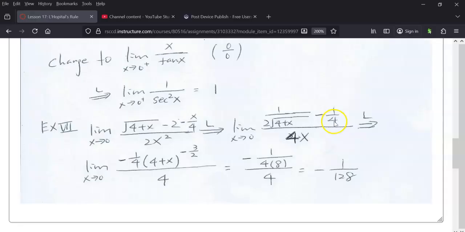You can apply L'Hopital as many times as you want, as long as your resulting expression is 0 over 0 or infinity over infinity. So we're going to apply L'Hopital one more time, taking the derivative of the top and bottom separately again. You get this new function here. But this time when you plug in 0, you'll be okay. You're actually going to get a number now. So this is negative 1 over 32 over 4, which is equal to negative 1 over 128.